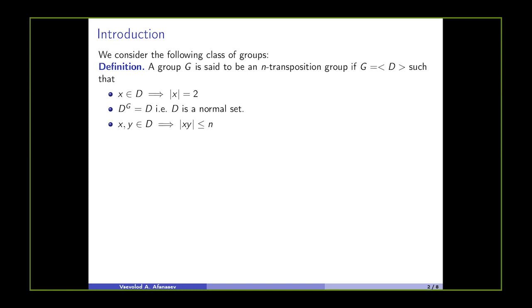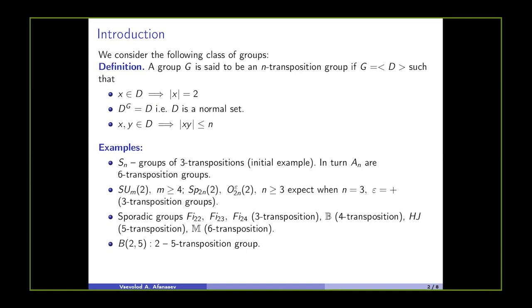The name transposition comes mainly because the initial and motivating example was the permutation groups. So all the symmetric groups are 3-transposition groups, and D in this case is the set of all transpositions. It's quite a well-known fact that the symmetric groups are generated by transpositions. So this explains the namesake. Other examples are the alternating groups, which are 6-transposition groups, with the set D being the set of products of 2 cycles, so products of transpositions, if you will.